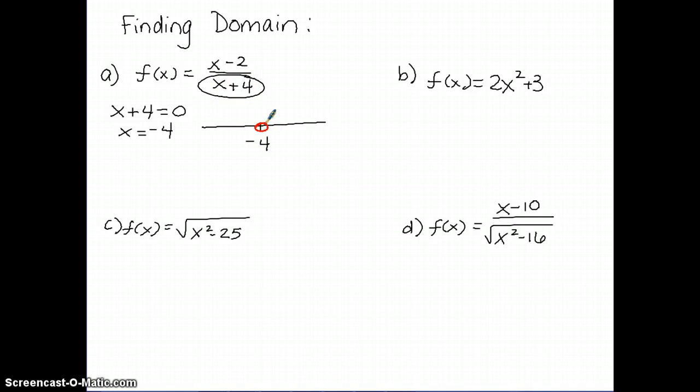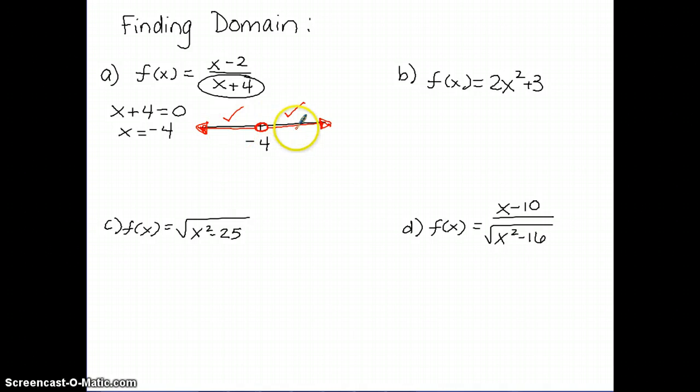So I use an open circle to represent that x cannot be -4. Then I pick a test point in either region on either side, so something that I know is bigger than -4, like 0. Am I allowed to plug in 0? Sure, because then I'm going to get a 4 in the bottom, and I am allowed to divide by a +4. Then I pick something less than -4, like -10. And if I put a -10 in the bottom, I'm going to get a -6, and I am allowed to divide by -6. So these two regions that I've checked off are all values that are in the domain.